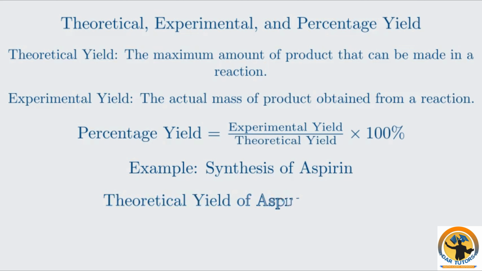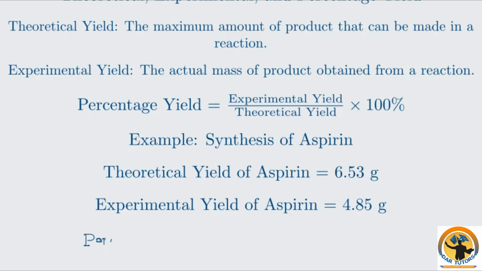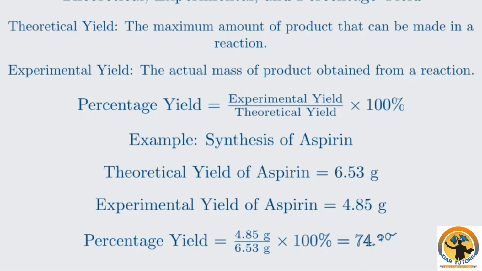According to our stoichiometric calculation, the theoretical yield of aspirin is 6.53 grams. However, after we carry out the reaction and purify our product, we find that we only have 4.85 grams of aspirin. This is our experimental yield. To find the percentage yield, we plug these values into our formula. 4.85 grams divided by 6.53 grams, all times 100%, gives us a percentage yield of 74.3%.